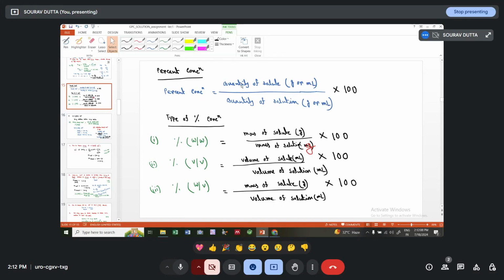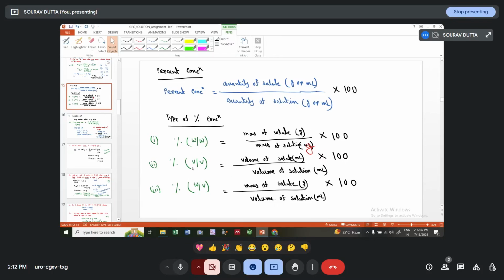Percent concentration means quantity of solute divided by quantity of solution. It can be taken in mass, then it will be in the gram unit, and if it is taken in volume, then it will be in milliliter, into 100. Percentage weight by weight means mass of the solute in gram divided by mass of the solution in gram into 100. That means 1 gram solution contains how much gram of solute, that is your percentage W by W.